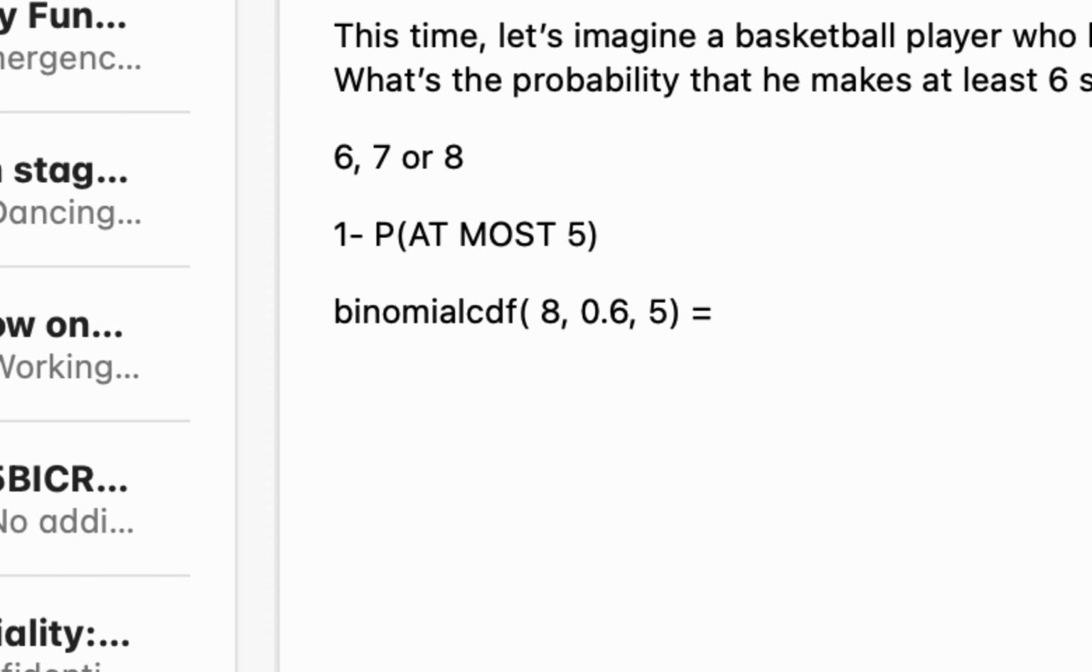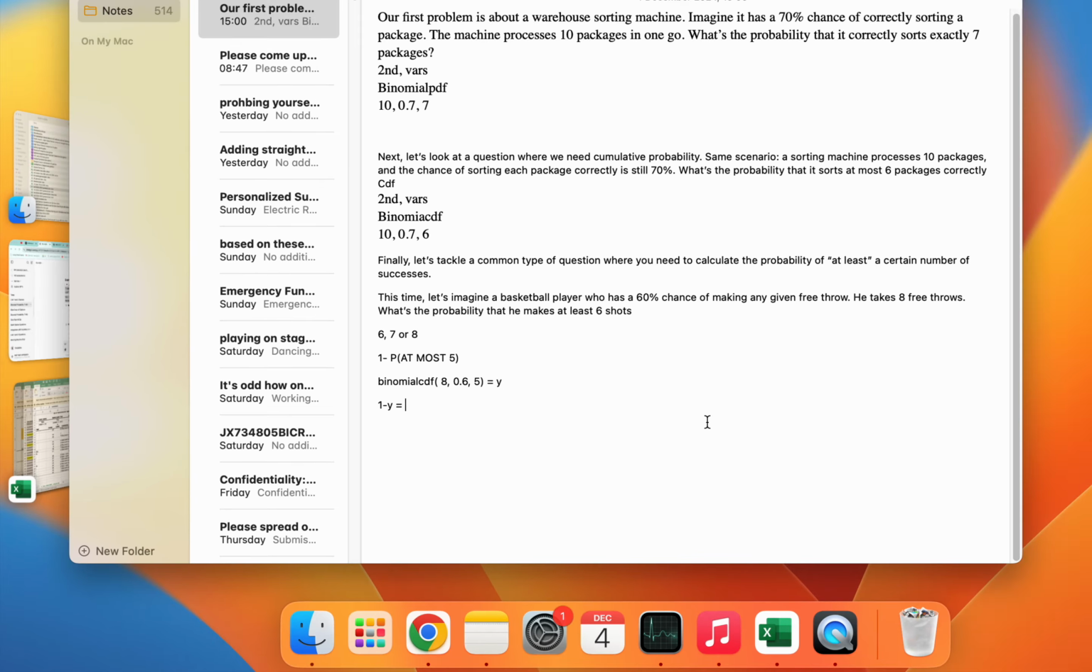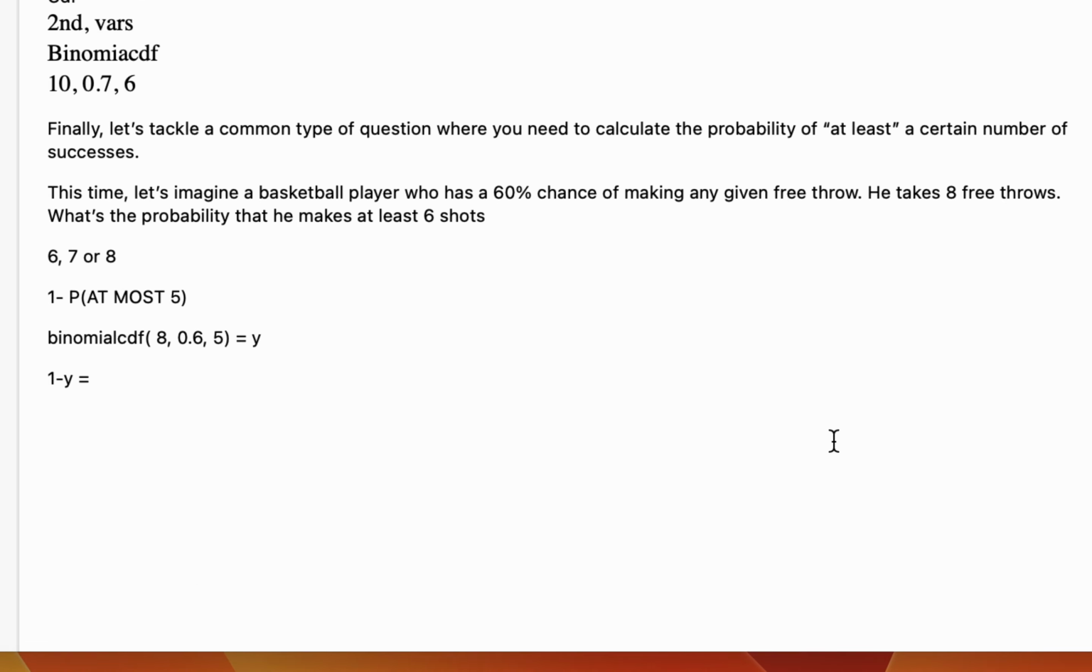But that is not our final answer. Let's call this answer y. Our final answer is going to be 1 minus y, which will give us the answer to the problem. So I hope that was more useful, and good luck with the rest of your questions.